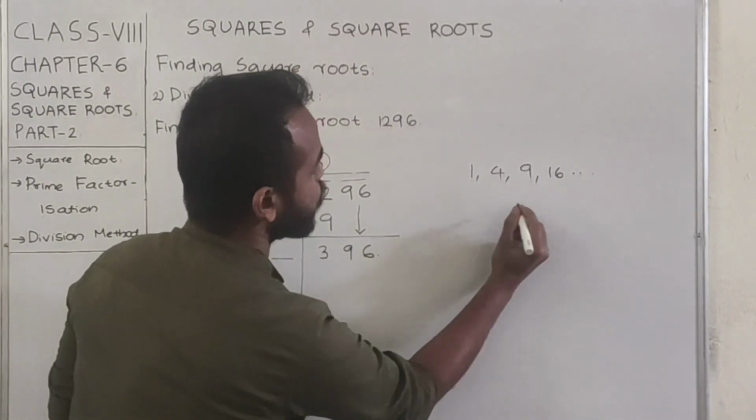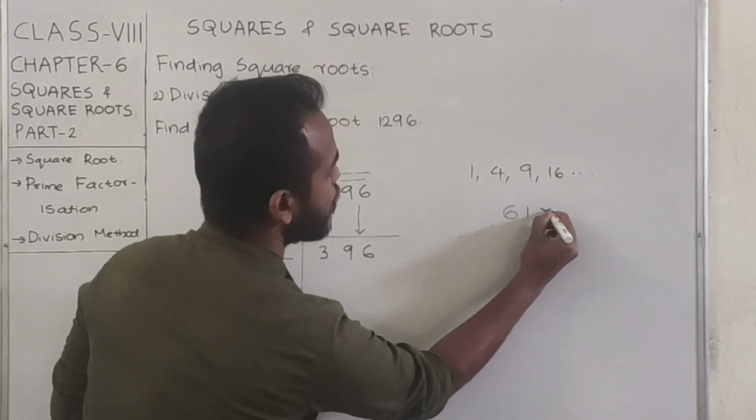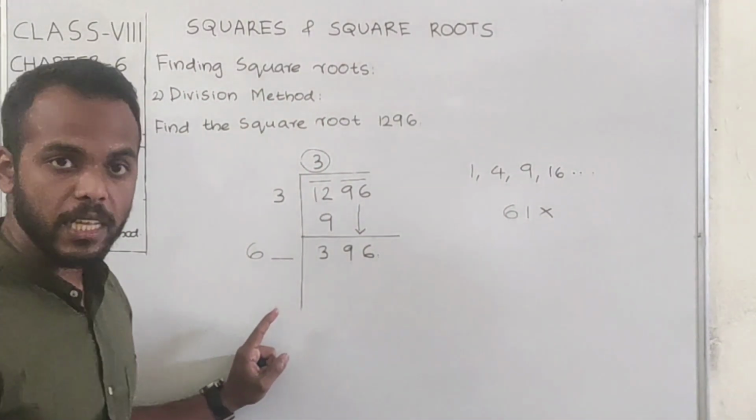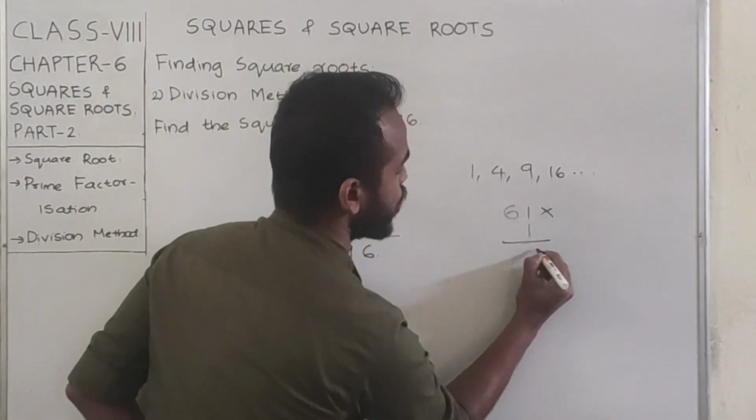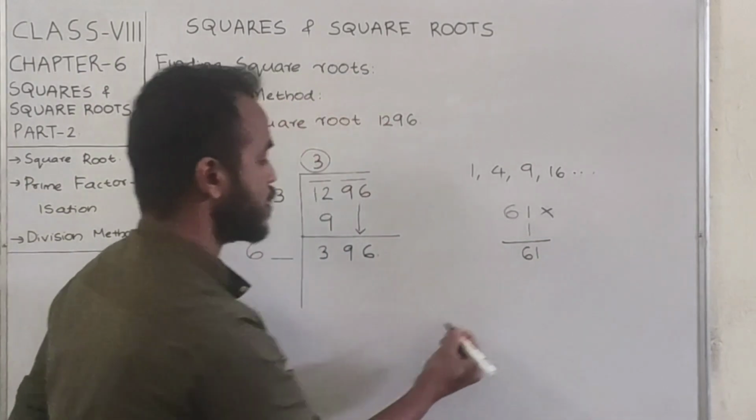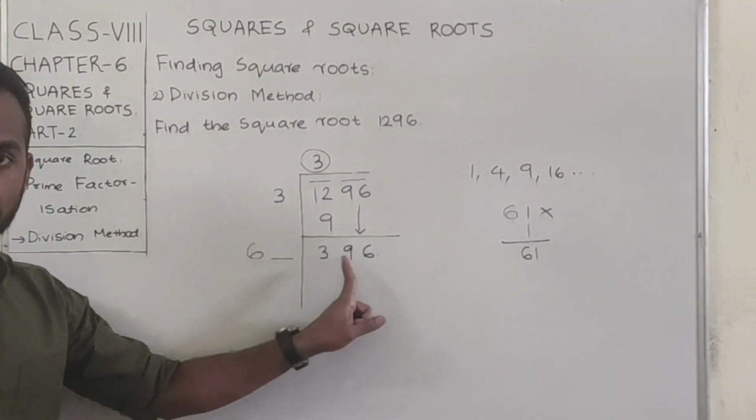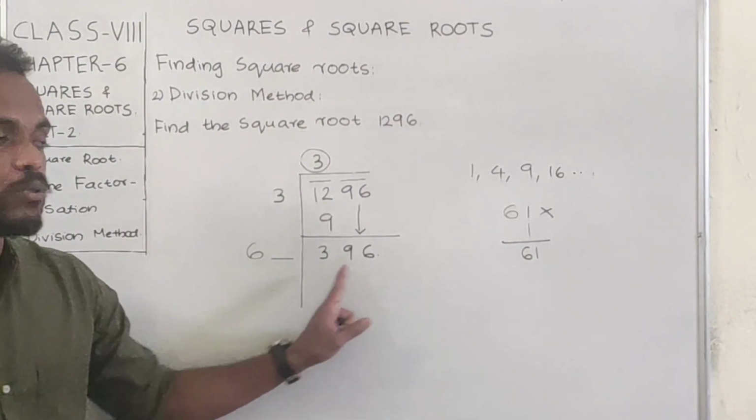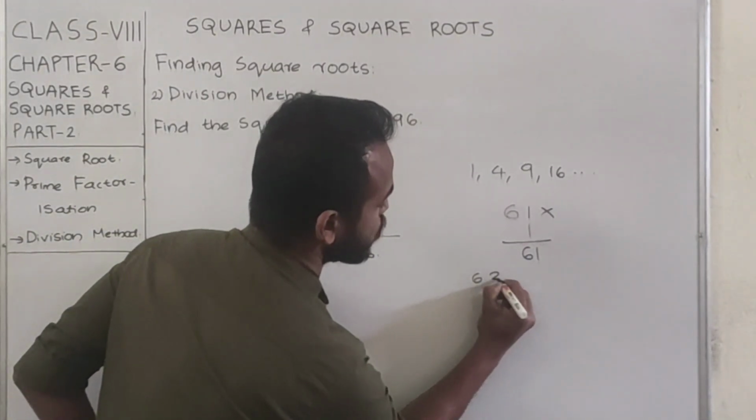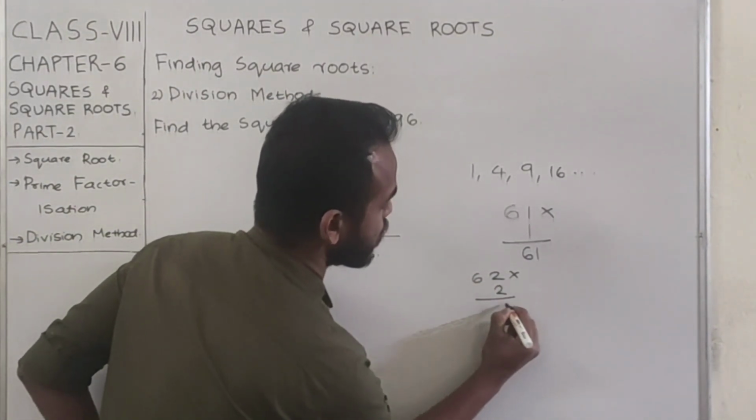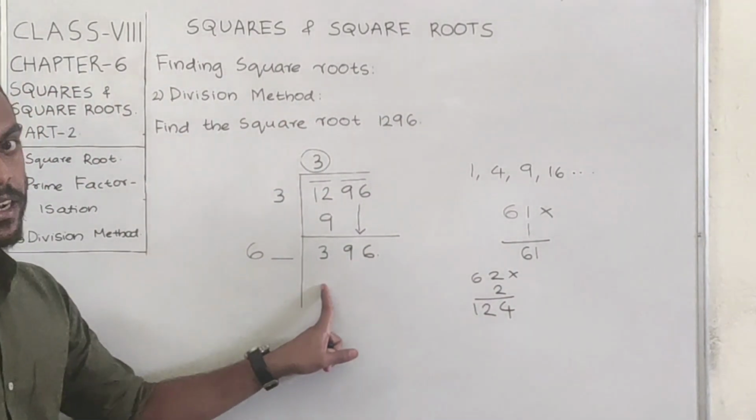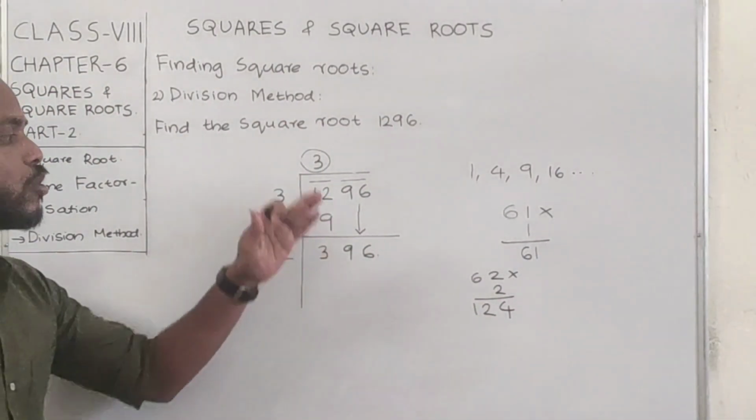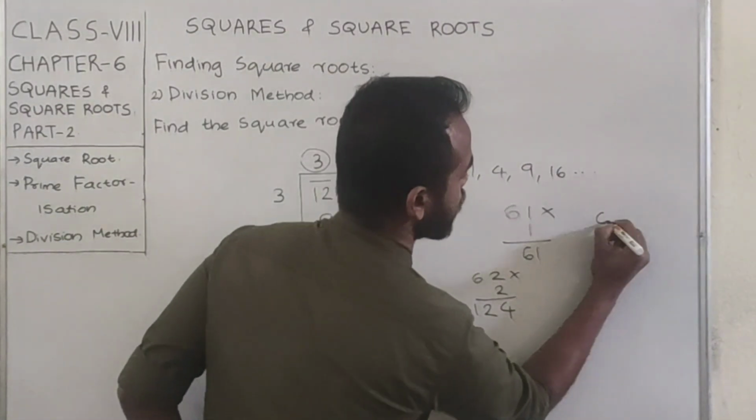So, if I put 1, then it becomes 61, and whichever number we are giving, we have to multiply with that number itself. So 1 into 1 is 1, 1 into 6 is 6. 61 is nowhere near 396, so we will go for 2. So what happens if you put 2? 62 times 2 is 124. It's still not near to this one, so we will go for the next number, 3.